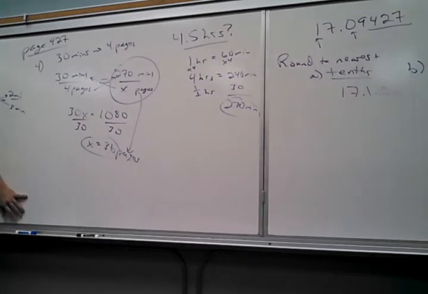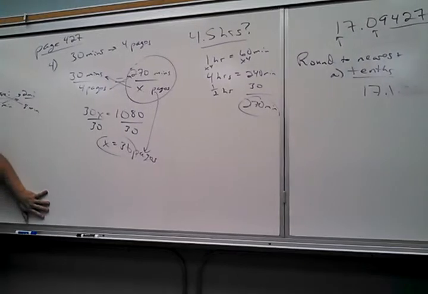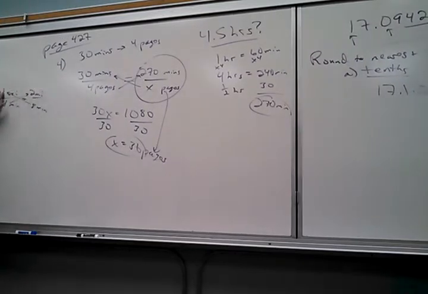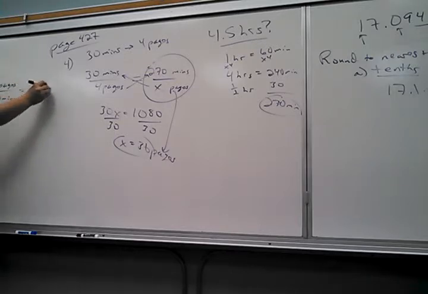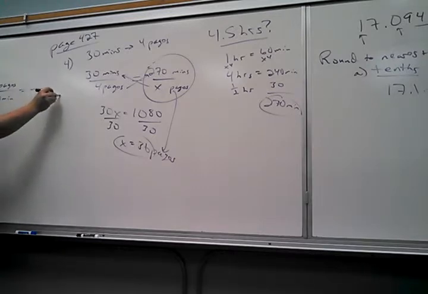Now I said earlier, I don't know if you guys caught what I said, I didn't have to write it this way. In fact, that's not really the way we'd say it in English, is it? I'd say more like 4 pages per half hour, 4 pages per 30 minutes, right? So if I did 4 pages every 30 minutes, where does 270 go? On the bottom. Yeah, I've got to have minutes on the bottom. So 270 minutes, X pages.